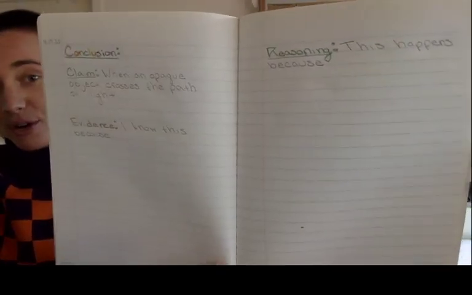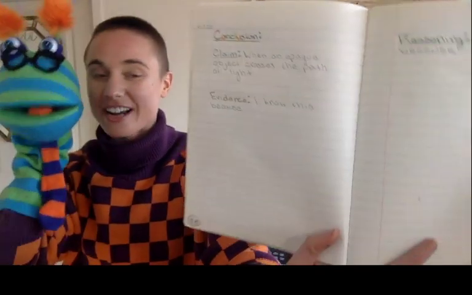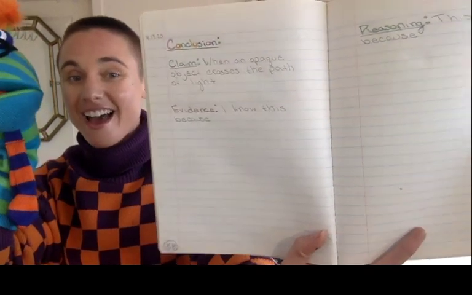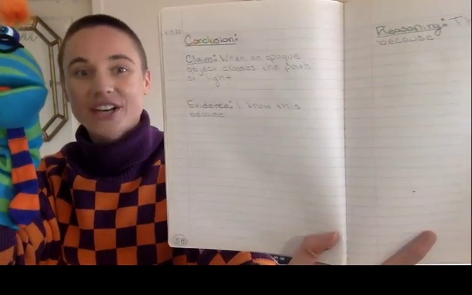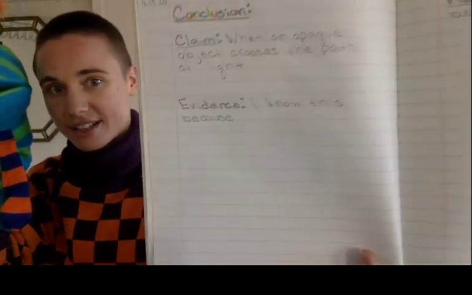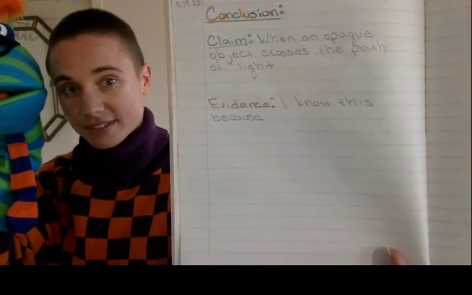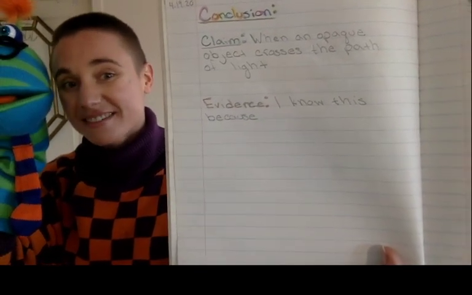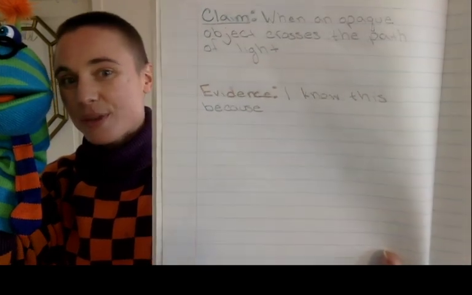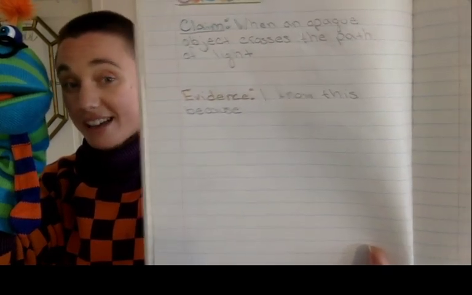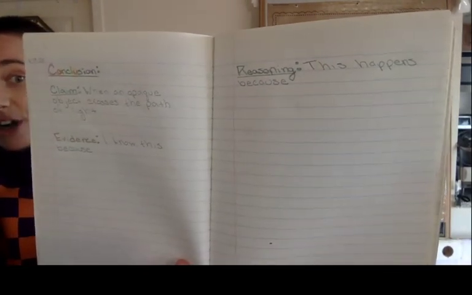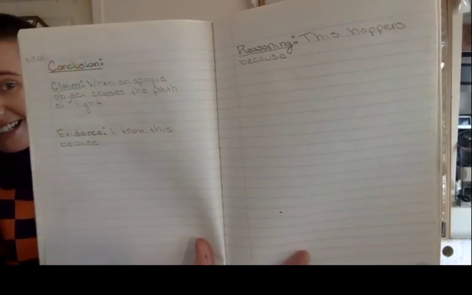because our writing goal for today is going to be ensuring that we are going back in our data and adding as much detail as possible about what we observed. So when you finish your claim, please write the word evidence with the words I know this because, and please set up a space for reasoning with the sentence starter, this happens because.